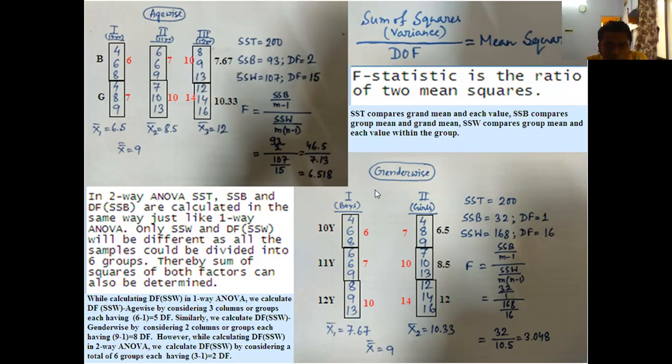Now you can also think that there is no age, only gender is there. In that case, one-way ANOVA, you will again have SST, the total sum of square, equal to 200. Sum of square between is 32. There are 2 groups, so the degrees of freedom will be 1. Sum of square within is equal to 160, and degrees of freedom will be 16. So now you are going to calculate the F statistic.